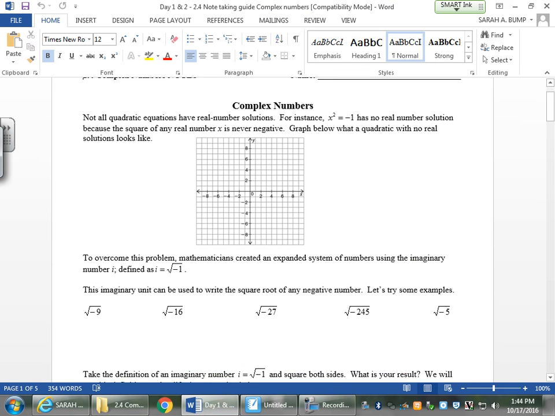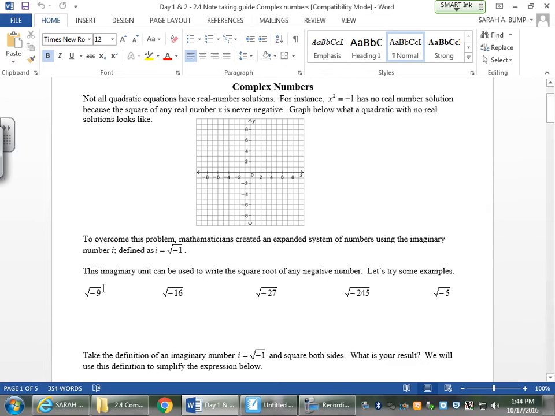Okay, and talk about the complex number system. So complex numbers encompass real numbers and imaginary numbers. So where do these imaginary numbers come from? Why do they have to exist? So let's look at a quadratic to help explain that idea.